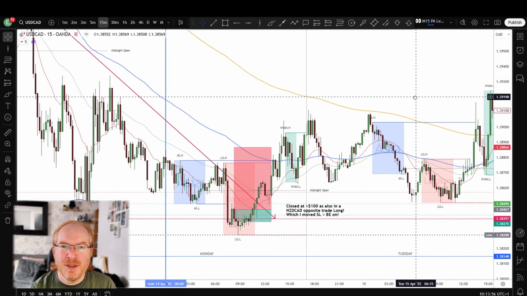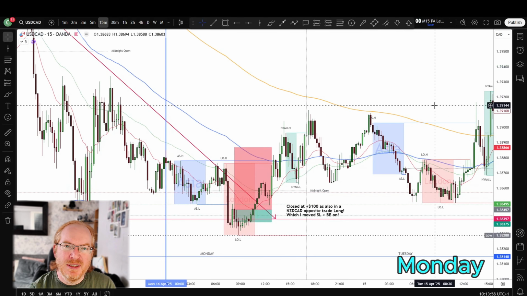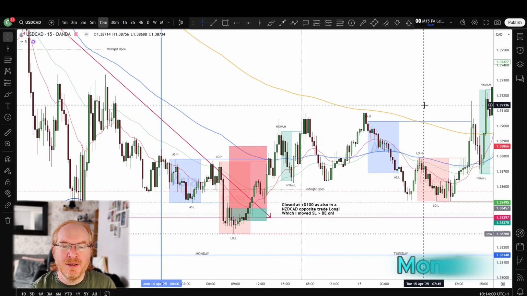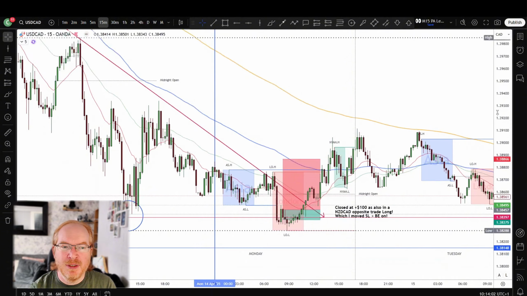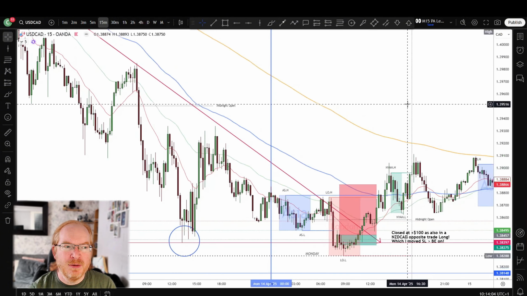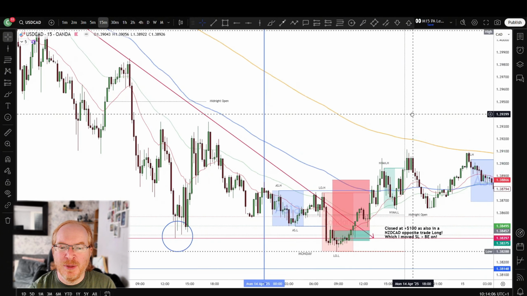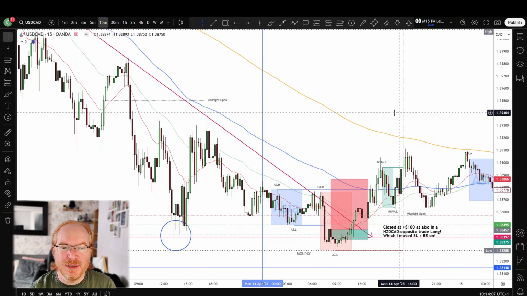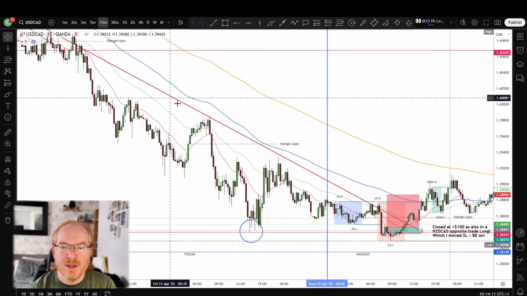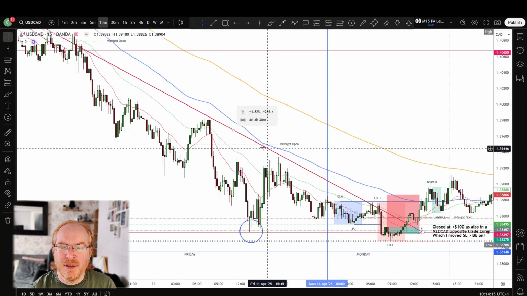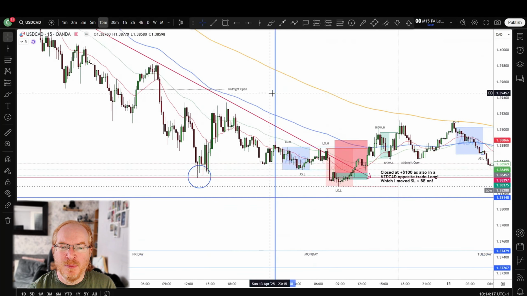So coming into the week, we started on a Monday. Monday's not always the best day to be trading, but it is what it is. So here we are on USD CAD on the 15-minute chart. As you can see, we had a general downtrend here, all marked up here, pretty strong continuation down. So Monday broke.